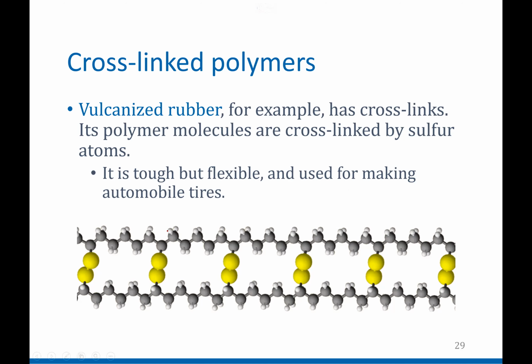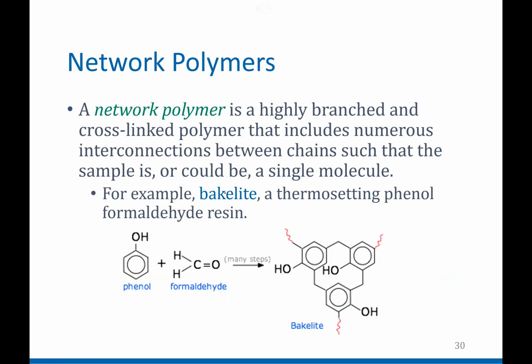So you can see I have my chains, but they're linked together or connected. In the example of vulcanized rubber, the links are sulfur, but it doesn't have to be sulfur. It could be carbon as well. You don't need to know anything about car tires, don't worry. I just wanted to give you an example of that type of polymer.